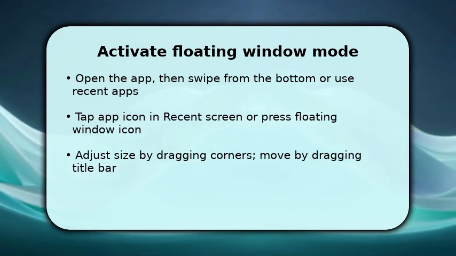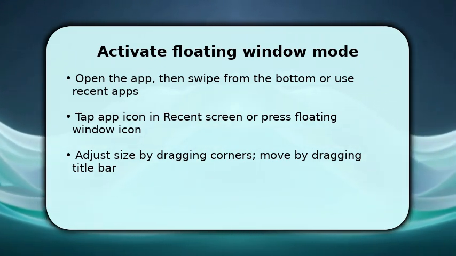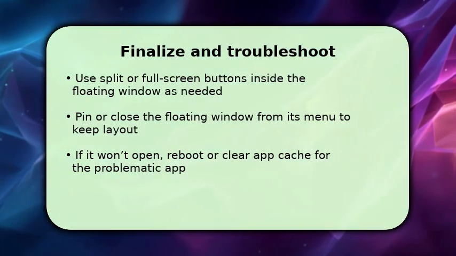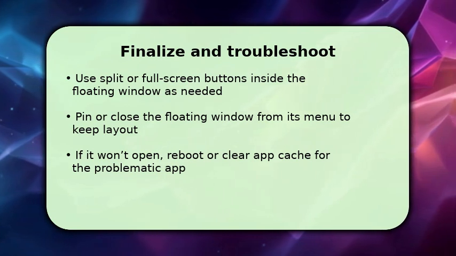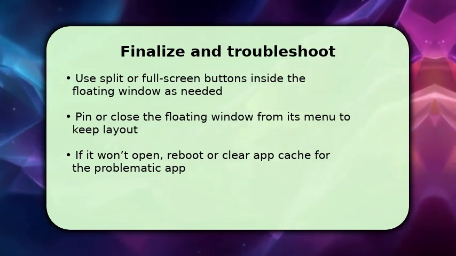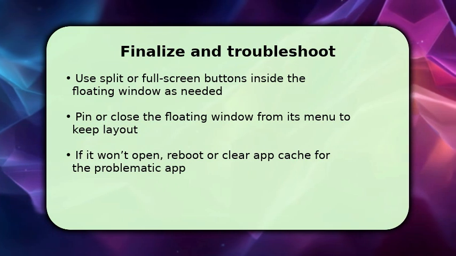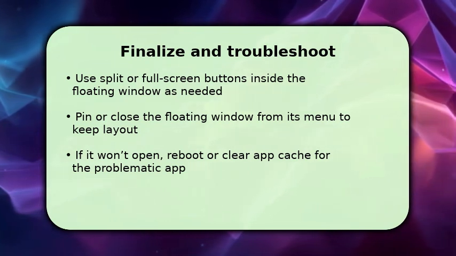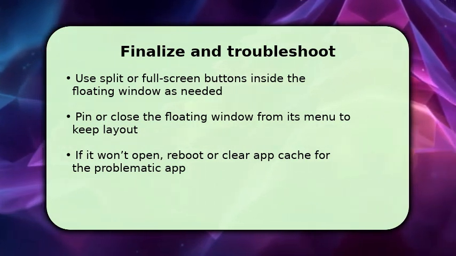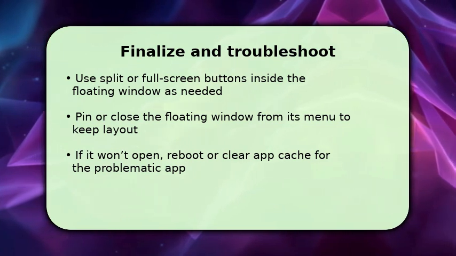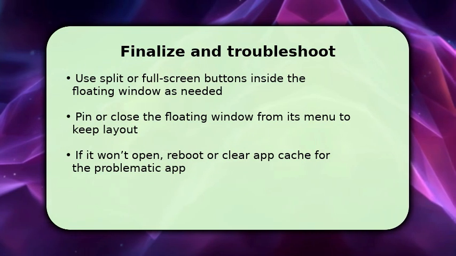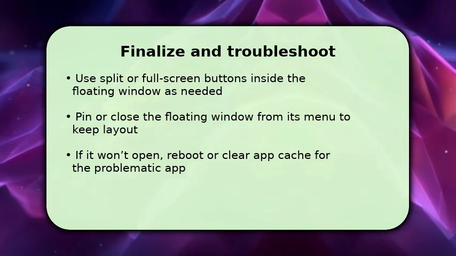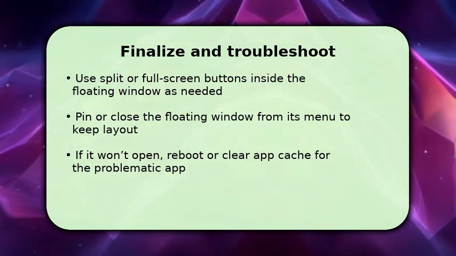You finish by arranging the floating window where it doesn't block essential UI. Use the window controls to switch to split screen or full screen if required. Make sure to pin the window when you want it persistent across tasks and close it via its menu when done. If the floating window fails to appear, reboot the phone first. If that doesn't help, clear the app cache or check permission settings. These steps resolve most conflicts caused by background restrictions or corrupt.